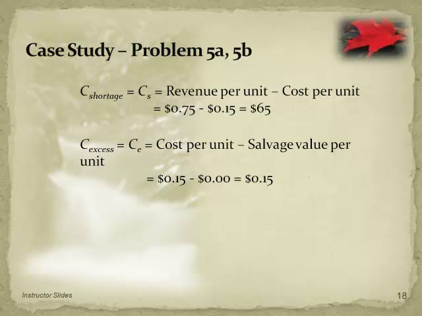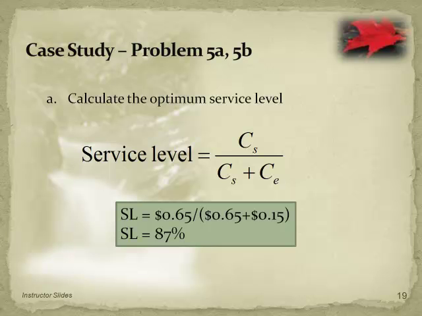Okay. The excess cost is the cost per unit minus the salvage value. So in the calculations here, the salvage value is 0, and the excess cost is 15 cents. So if I have to put them in the recycle bin, it costs me 15 cents. So the question is, what is the optimum service level? Plugging the shortage and excess costs into the formula here and doing the calculation, the optimum service level is 87%. That is, we should have a probability of 87% that we will not run out of newspapers.